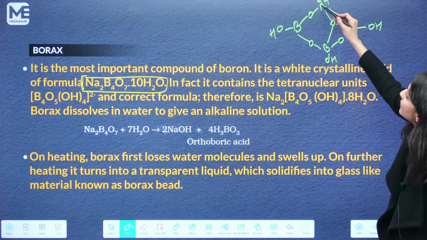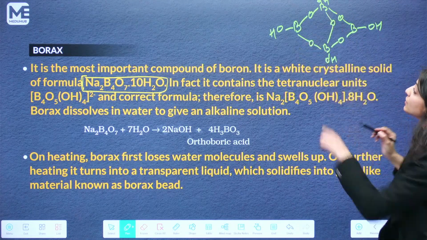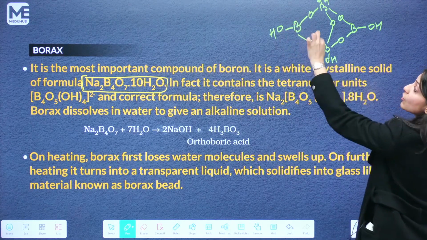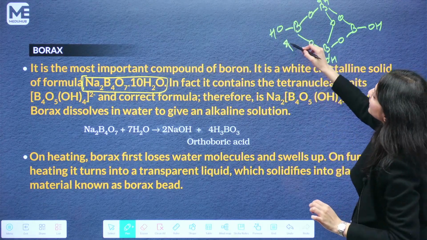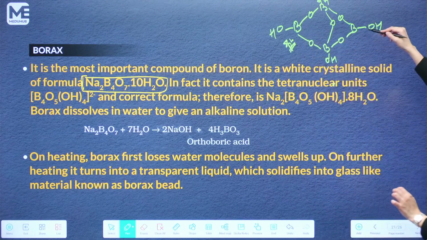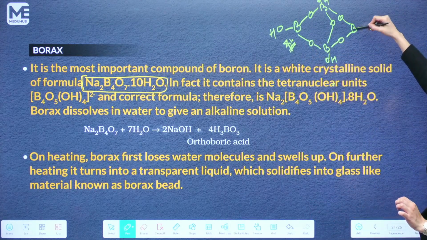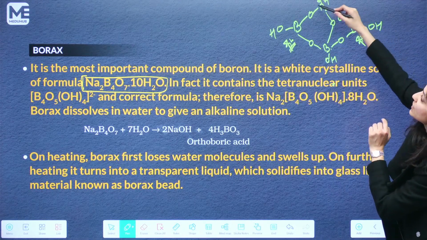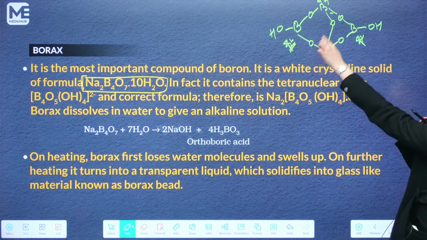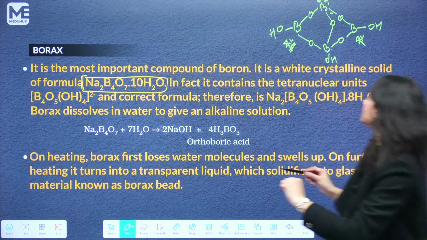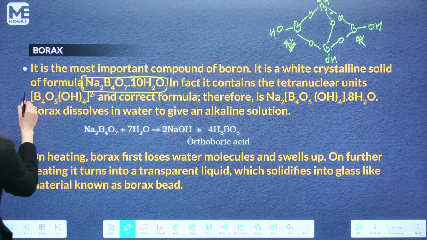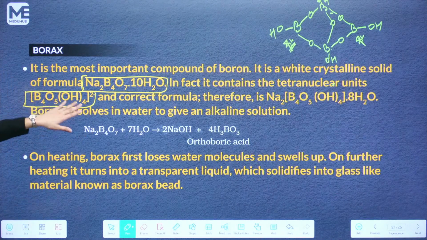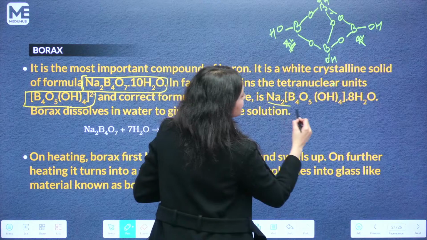So, we have a planar triangle structure here. This is boron, OH, O, O. So, this boron is attached to 3 oxygens, sp2 hybridized, planar triangular structure. Here also 3 oxygens, sp2 hybridized, planar triangular structure, and these 2 borons are tetrahedrally bonded. So, they are bonded to 4 oxygens. So, this is the unit that is present as an ion.